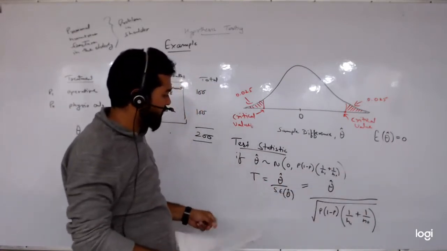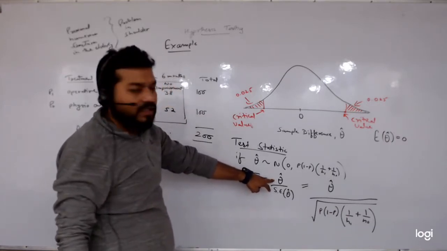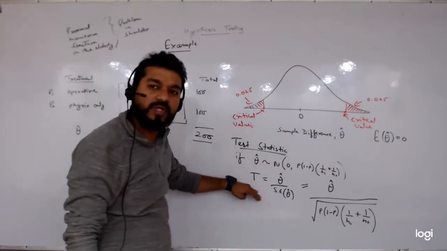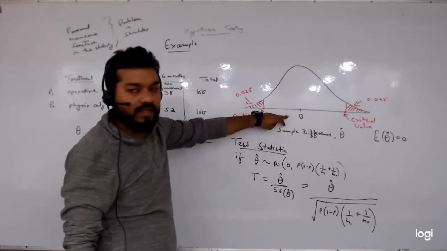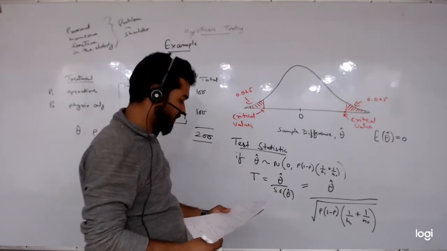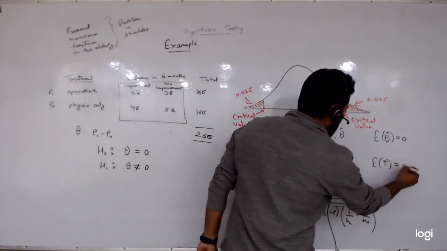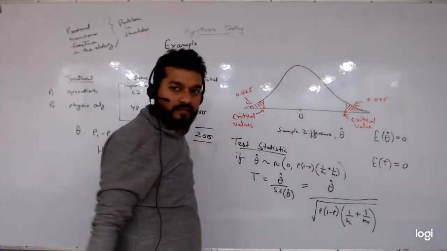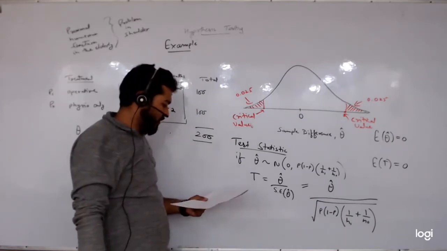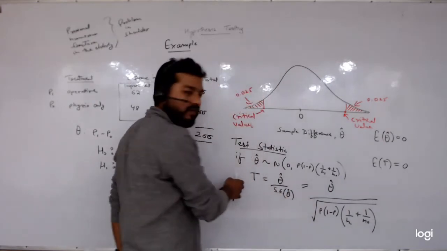Now, if our sample statistic is centered on 0, our test statistic would also be centered on 0. This distribution will also be centered on 0. So we would have the expected value of our test statistic also at 0. We need a distribution for this. Now we need the variance of the test statistic.